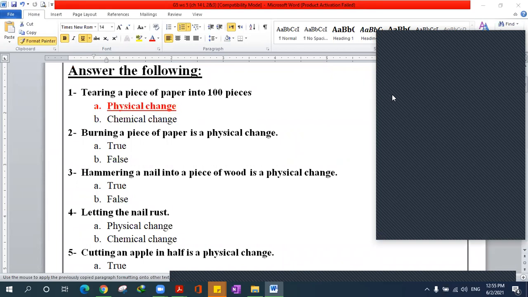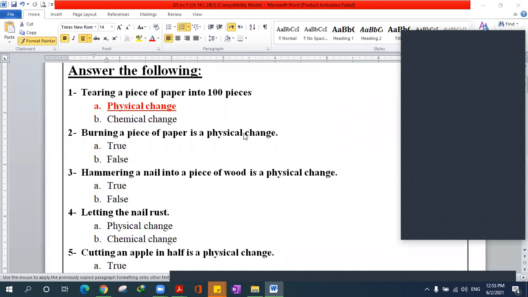Burning a piece of paper is a physical change. False, because burning is always a chemical change. Well done, Aysel. Yasin Duwaini?